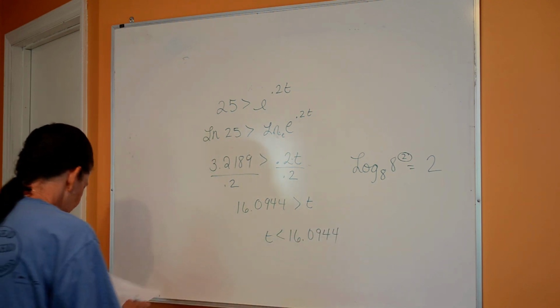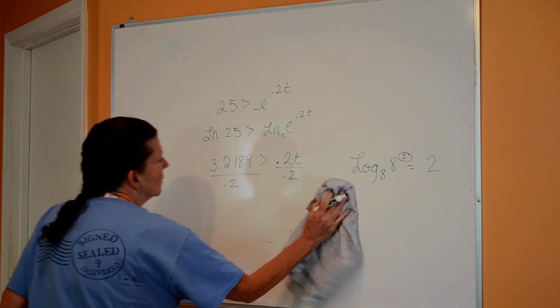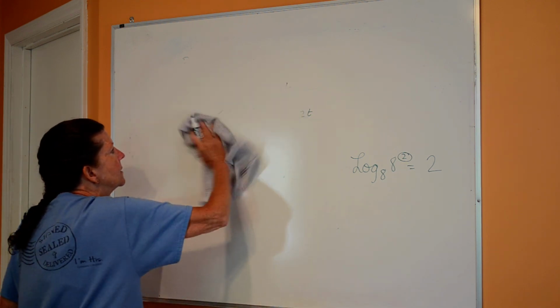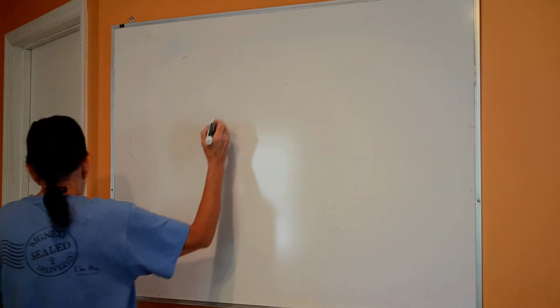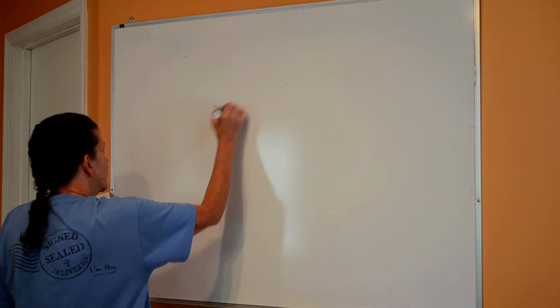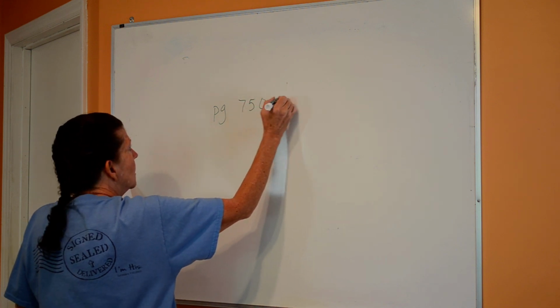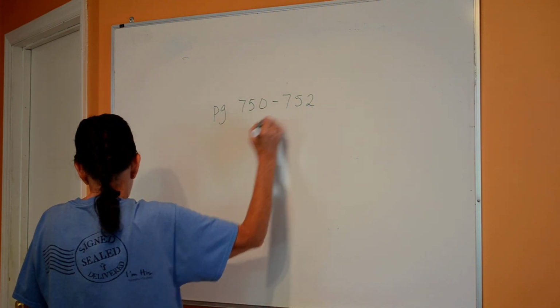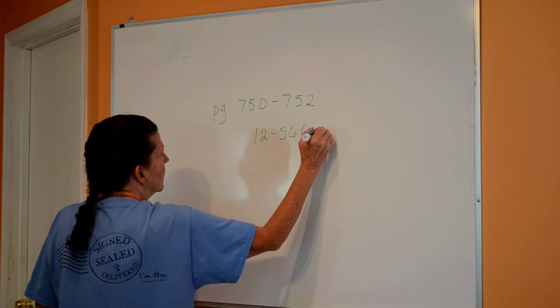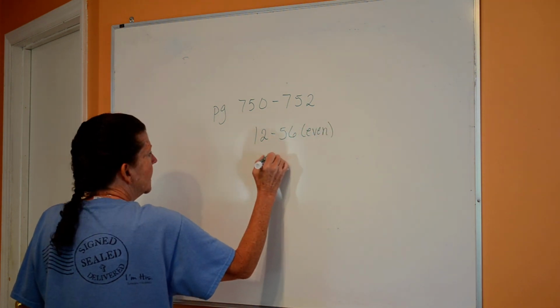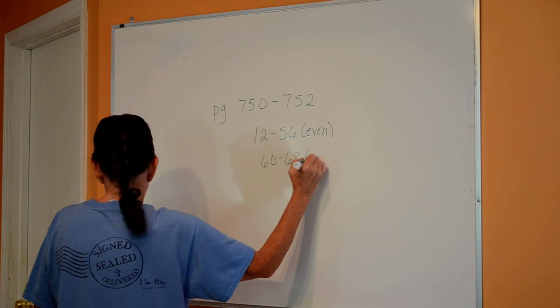Okay? All right, your review homework, which will help you get ready for your test, is page 750 through 752, 12 through 56 even, and 60 through 68 even.